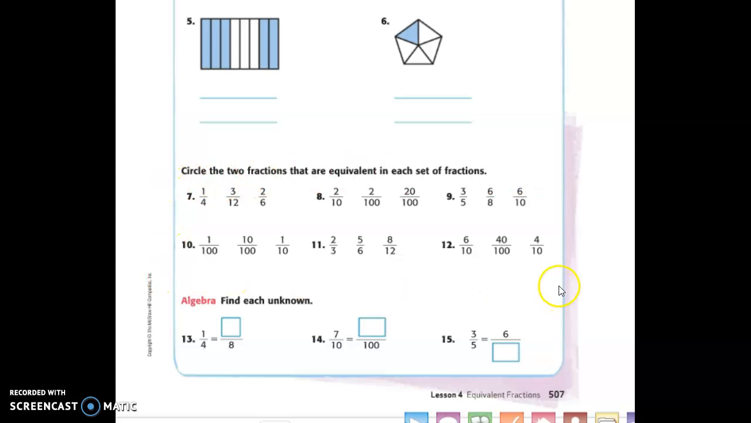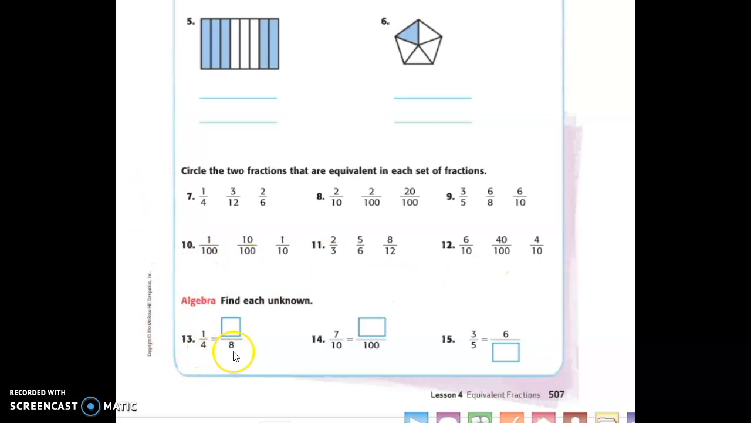If you know your multiples, this is going to be much easier for you than if you're still struggling to know counting by 4s and counting by 6s and things like that. So even though it's fractions, knowing your multiples and being able to count by is a huge benefit to getting these equivalent fractions done.